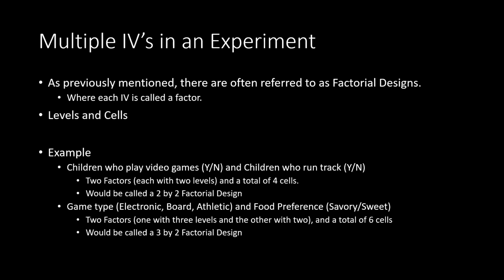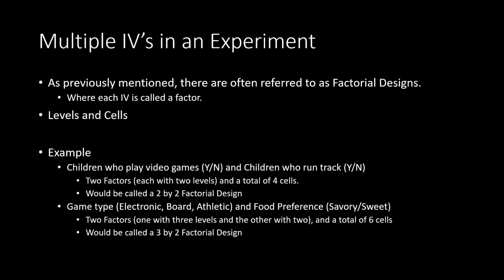So for this first example, let's say we're just examining something about how happy people are in general, or children, let's say, is what we're interested in, so that would be our dependent variable, and we have children who either play games or don't play games, and we have also children who run track or do not run track. And so here we would have a factorial design because we have video games and track as our independent variables.